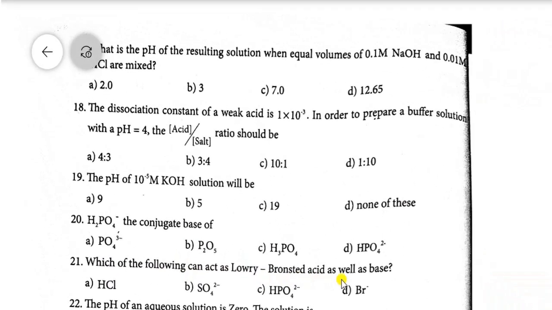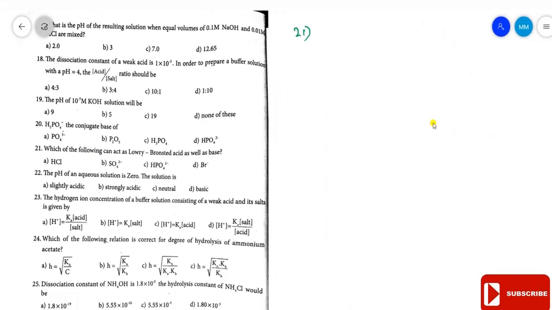Question number 21. Which of the following can act as Lowry-Bronsted acid as well as base? Acid is the proton donor and base is the proton acceptor. So the species must have the ability to accept a proton as well as donate a proton.